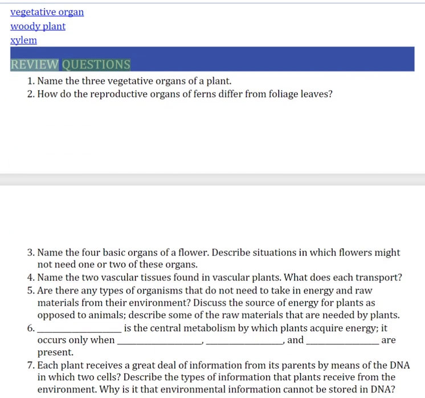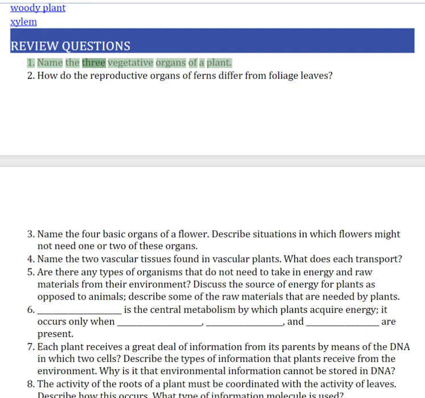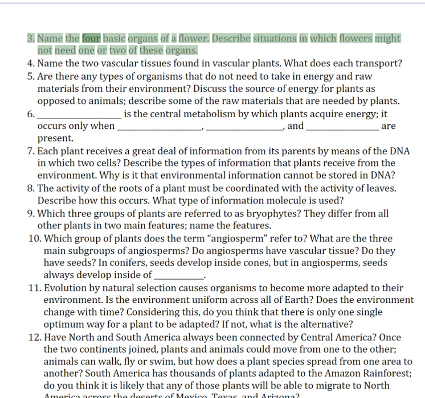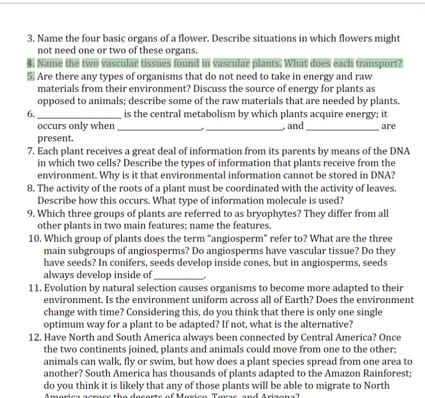Review questions. 1. Name the 3 vegetative organs of a plant. 2. How do the reproductive organs of ferns differ from foliage leaves? 3. Name the 4 basic organs of a flower. Describe situations in which flowers might not need 1 or 2 of these organs. 4. Name the 2 vascular tissues found in vascular plants. What does each transport?